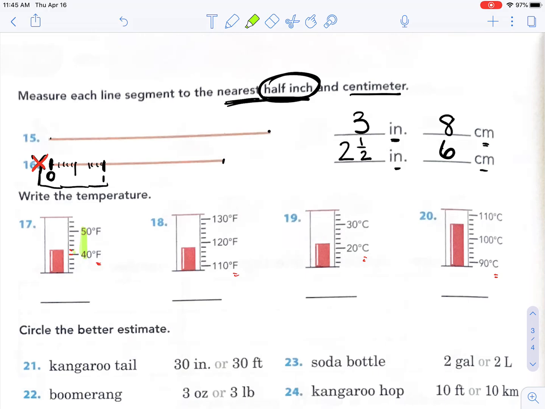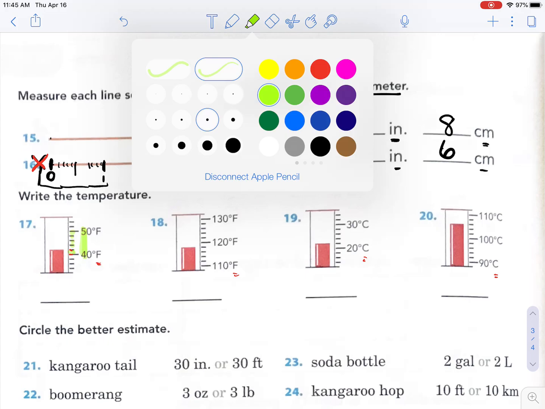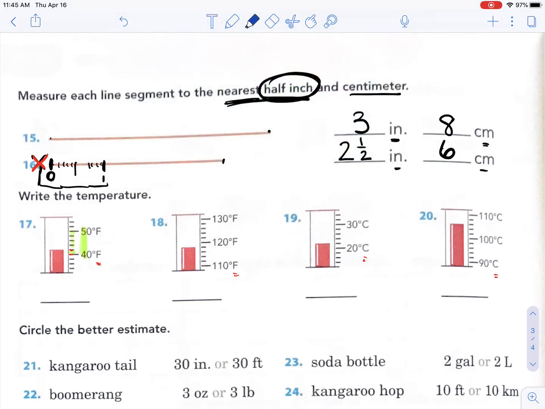If this was 41, 42, 43, 44, 45, that would be 45, but it's not. It's 50. So each of these is worth what? 2. So this would be 42, 44, 46, 48, 50. So this is not 41, boys and girls. It is 42 because each of those mini lines is worth 2. So this is 42 degrees. Keep that up high. Fahrenheit. Do you see that? Okay, let's look at the next one.